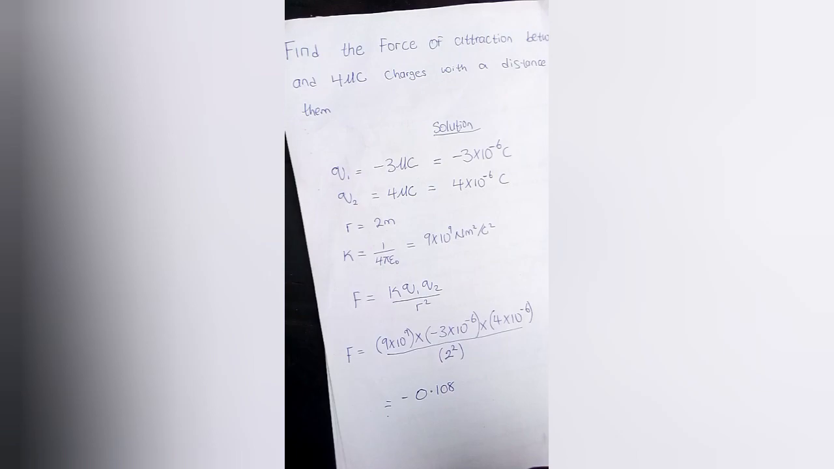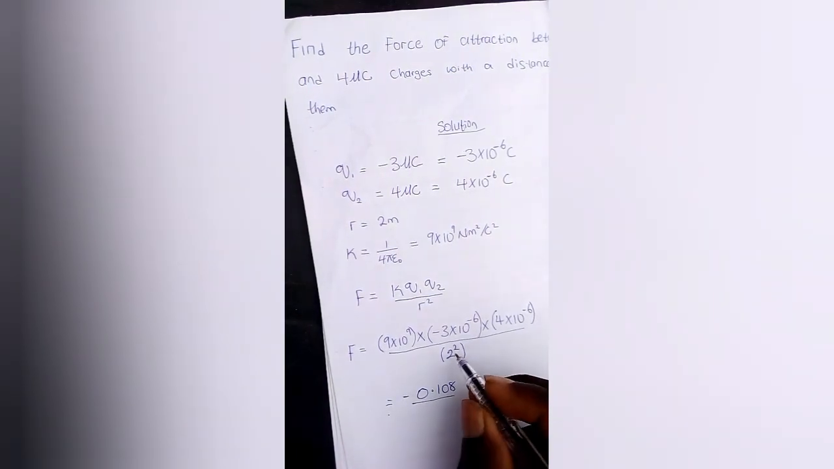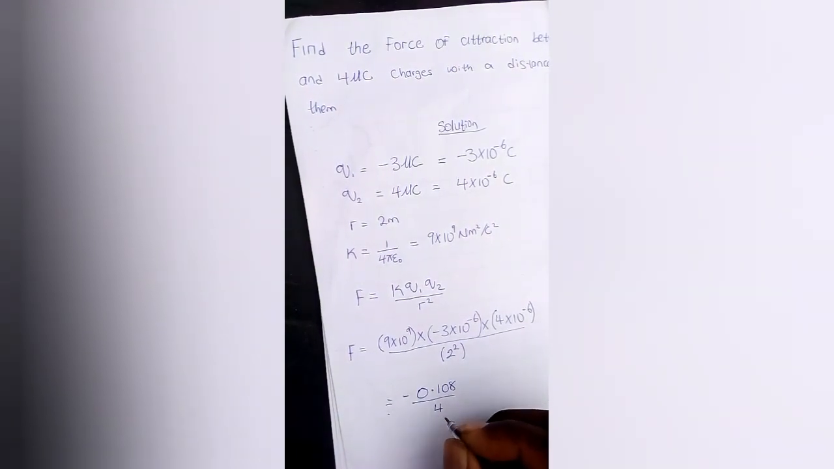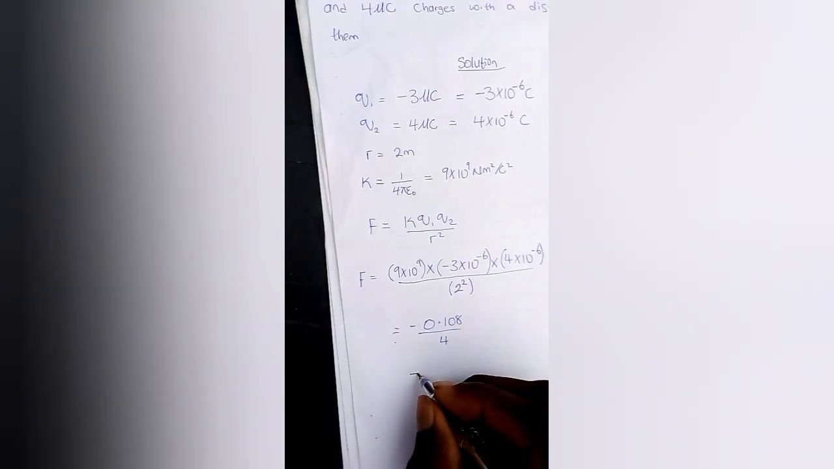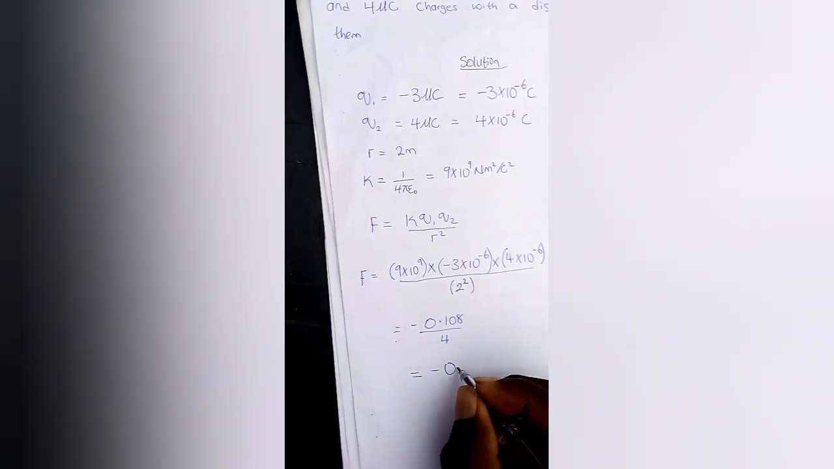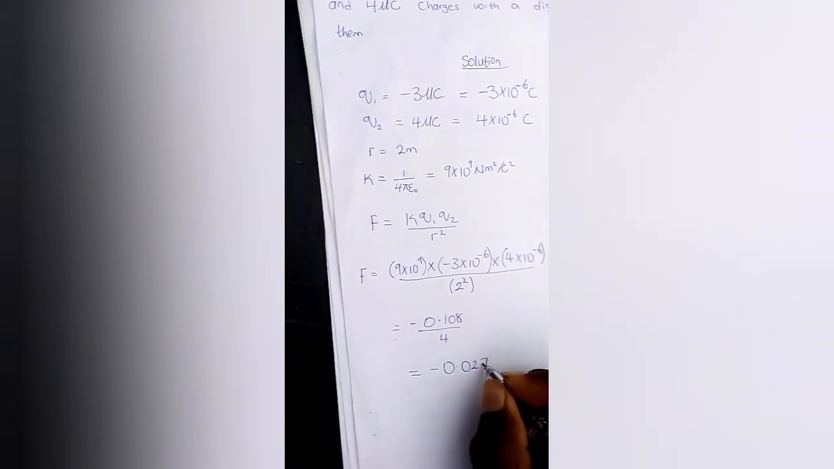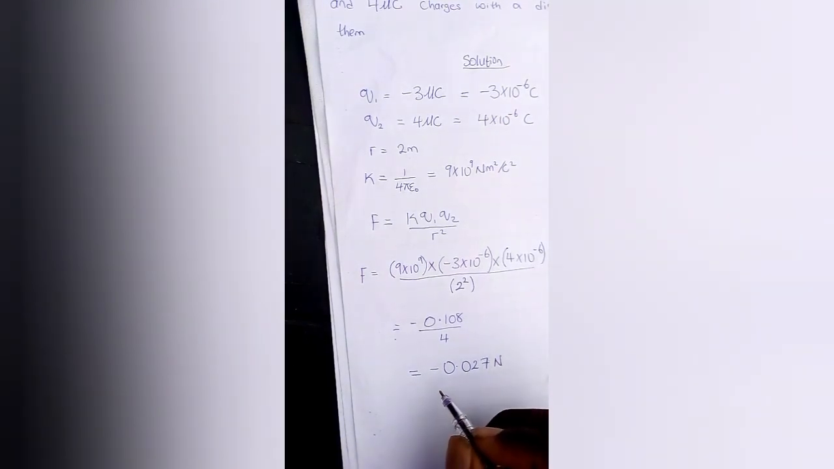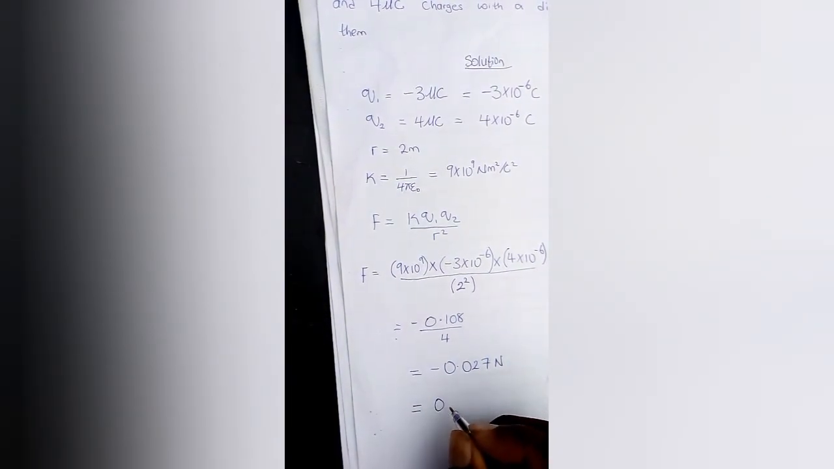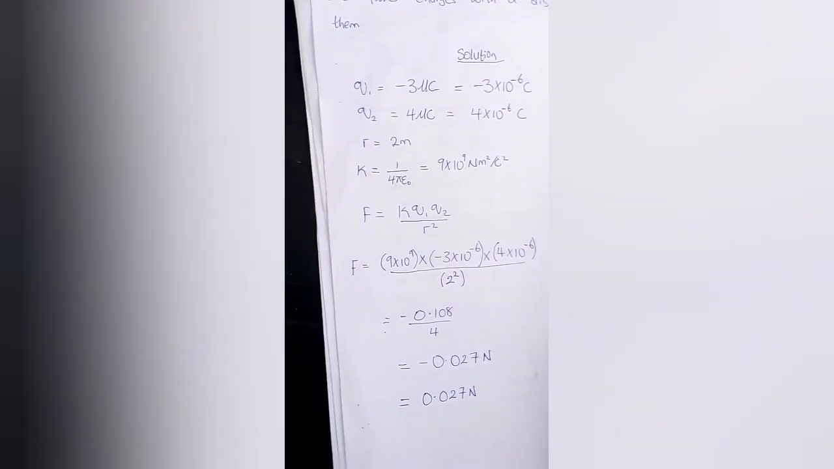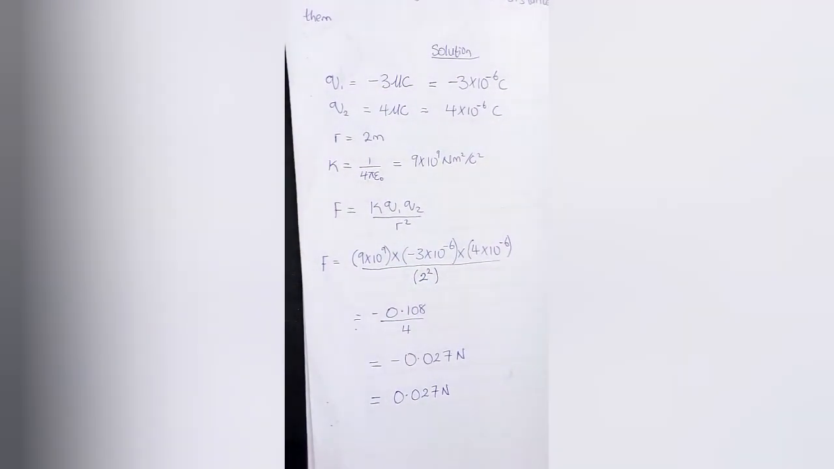When you punch the first part in brackets, you should get negative 0.108. Then divide by 2 squared, which gives 4, and that gives you negative 0.027 Newton. Since the negative just shows that it's a force of attraction, you can get rid of the negative and write force equals 0.027 Newton, and there you have it. This is basically how to solve a question on Coulomb's law. Please learn this.